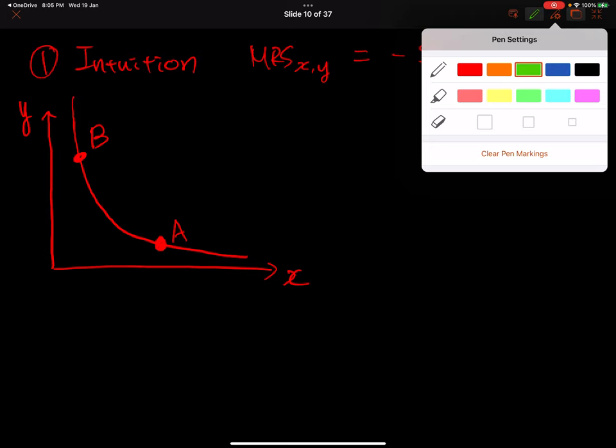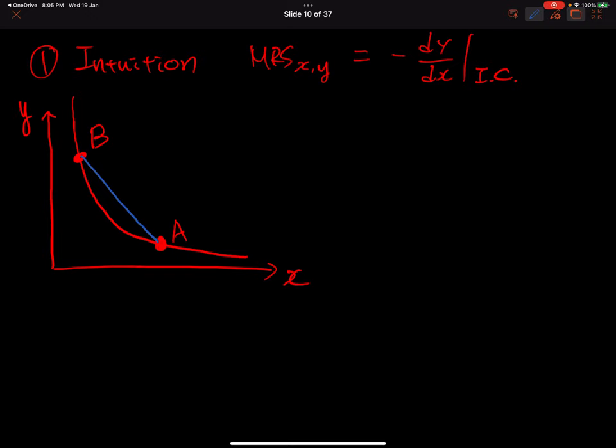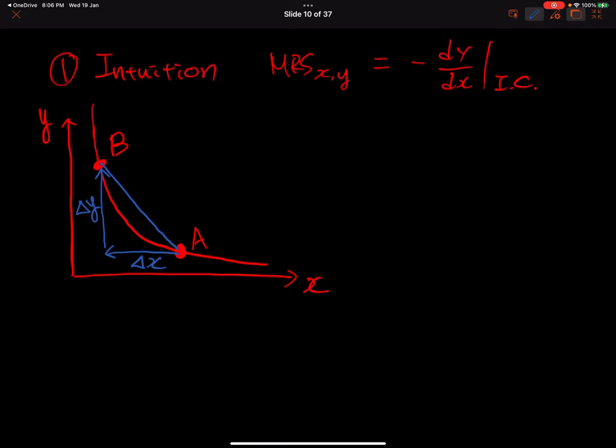It will be the slope of this straight line, which means that your happiness level doesn't change when you exchange delta x to gain more of delta y. The slope of this straight line, the blue line, is the rate of substitution between B and A, which is delta y over delta x. That's the rate of substitution.